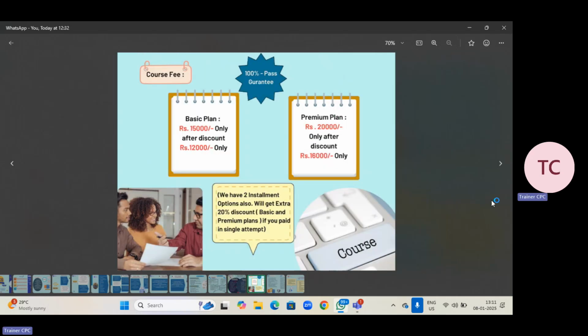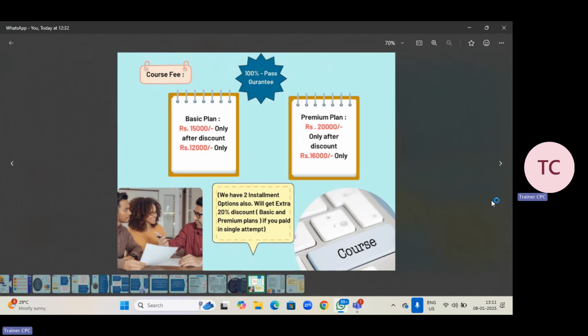Okay. So next, coming to our courses. We have two plans. One is the basic plan, another one is the premium plan. The basic plan costs 15,000 rupees, and after discount, we are now charging only 12,000 rupees. In case of the premium plan, it is 20,000. After discount, it is 16,000 only.